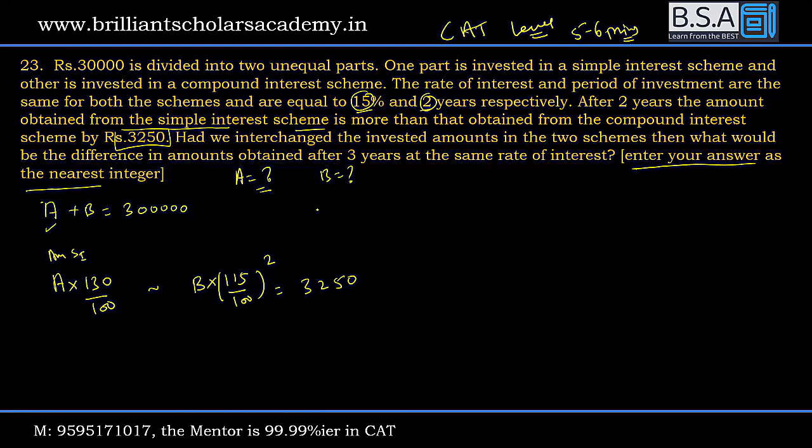अब करना क्या? अब इनको इंटरचेंज करना है. ए को आपको कंपाउंडिंग करना है, बी को आपको सिंपल इंटरेस्ट करना है. एंड व्हाट इज द गैप फॉर 3 years? अब 3 साल का गैप कितना है?